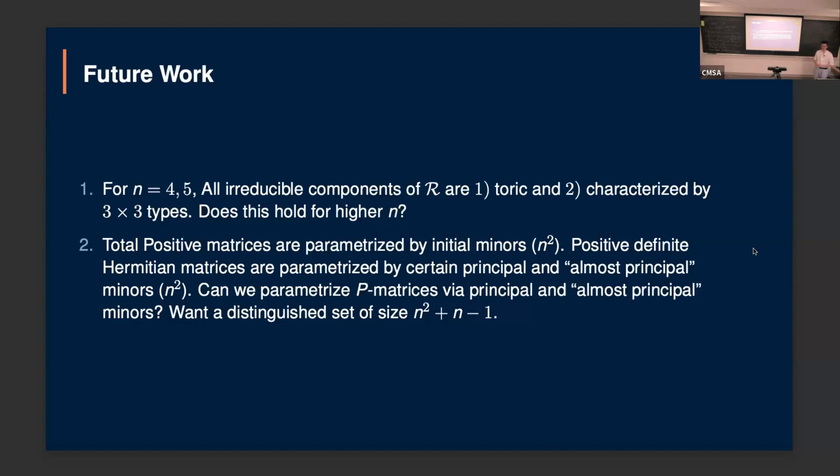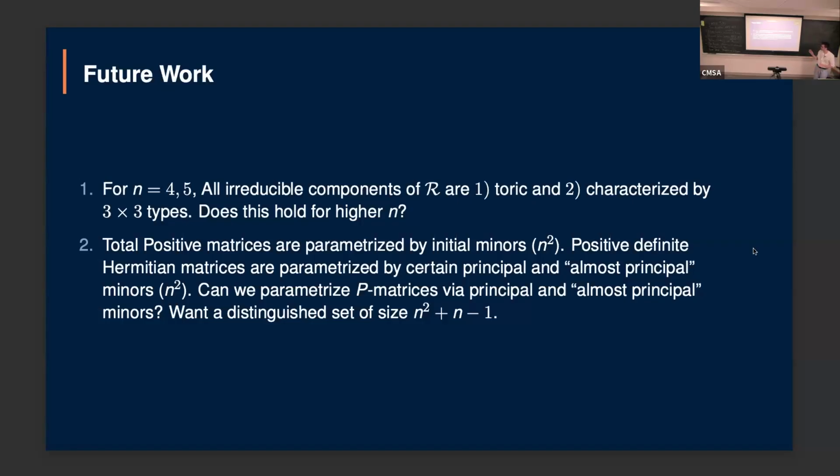Can I take one more? Yeah, I was just going to mention that one can also parameterize all matrices using principal and almost principal minor products. It was a conjecture of Pimentel and Kenyon, but we proved it in a follow-up paper, so I would expect the answer to your last question is yes.